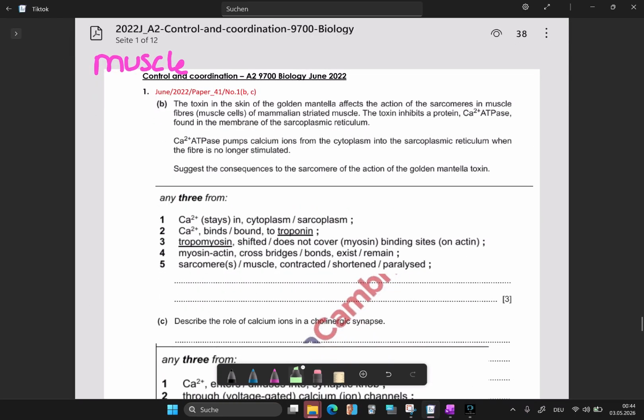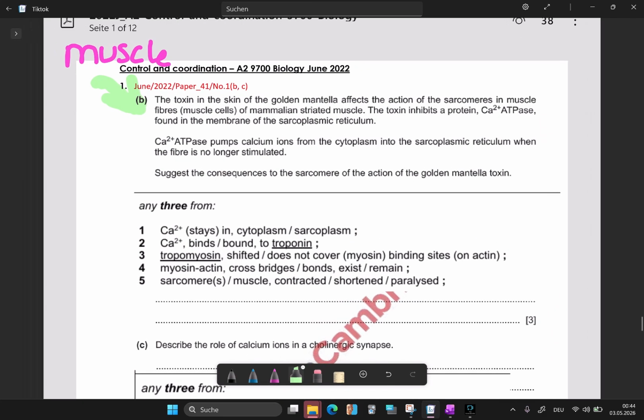Another question about muscle. Please take care in this question, because this question personally confused me in my exam. Okay, there is a toxin in this animal, and the toxin inhibits a protein called the calcium ATPase pump in the sarcoplasmic reticulum. Okay, and it told us here that the pump pumps calcium from the cytoplasm into the sarcoplasmic reticulum when there is no longer a stimulation.